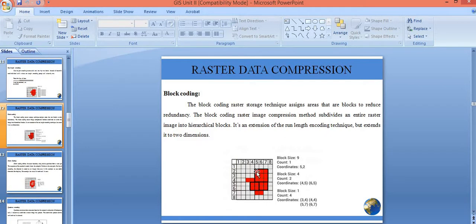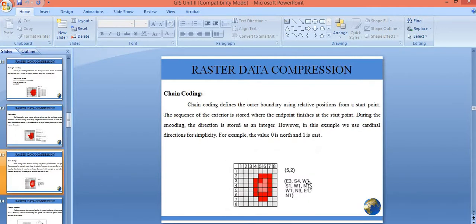Okay. The next one is block with size 4. So how many blocks do you have? You have 2 such blocks. And what is the coordinate of the block? What is the starting position of the block? 4, 5, 6, 5. Like that. So you will be just storing it as blocks. So that is block coding.